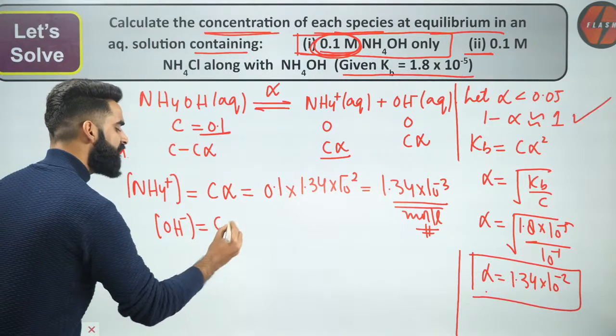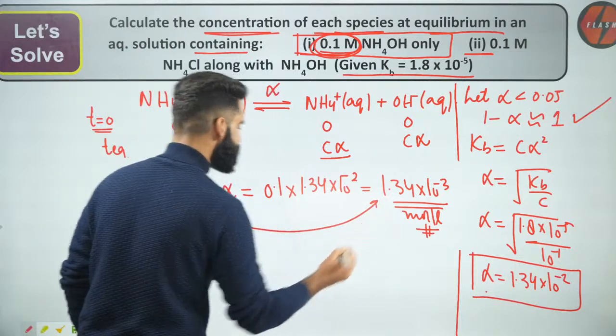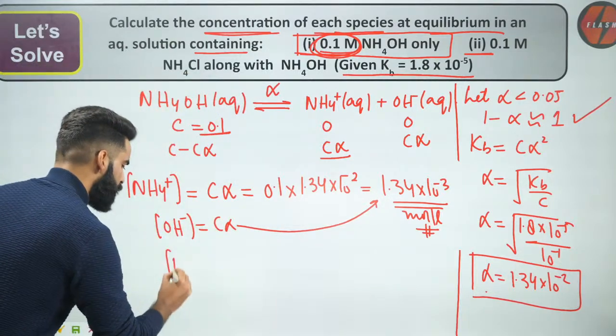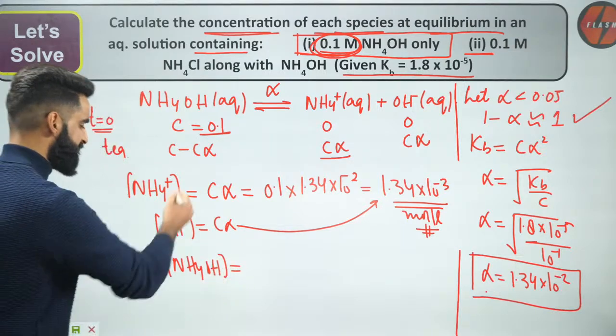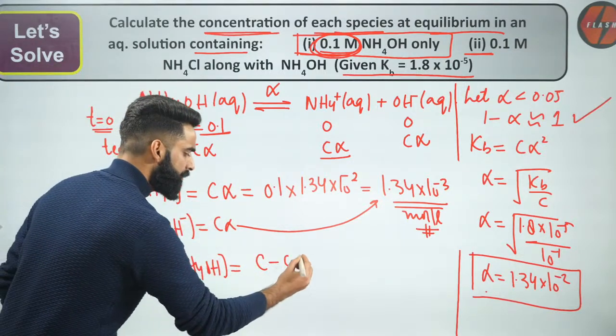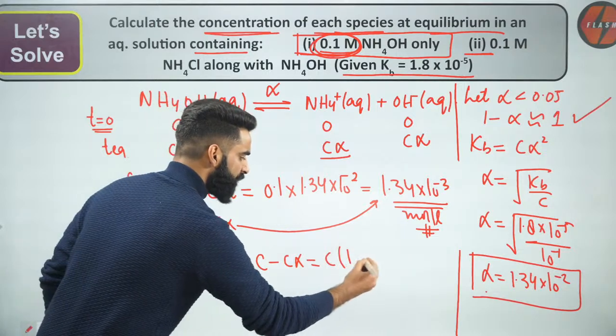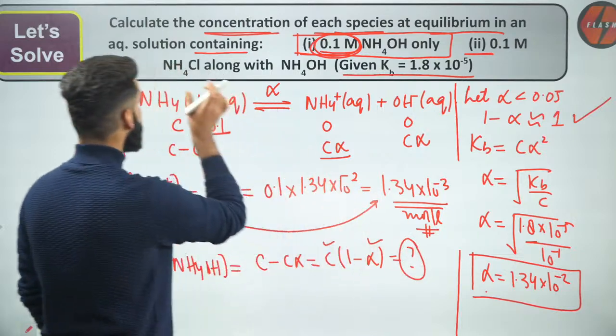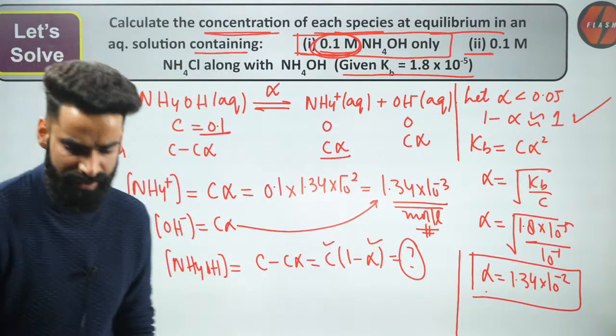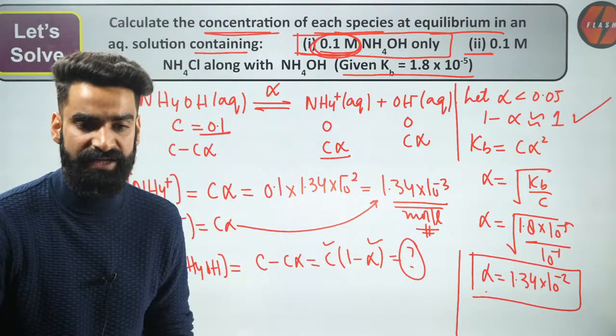Again, it's going to be C alpha, so its value is going to come the same. Now, what about the concentration of NH4OH at equilibrium? It is going to be C minus C alpha. C value you know, right? Or I can take C common, so it's going to be C times (1 minus alpha). C value you know, alpha value you know. Can you get the concentration of NH4OH at equilibrium as well?